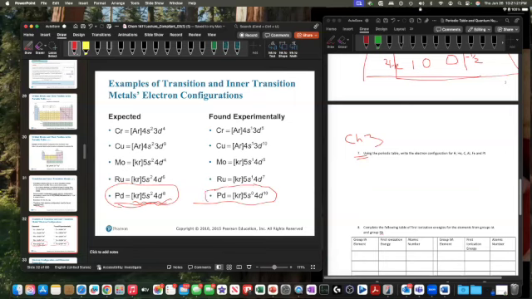But anyway, expectation, and then this is what you got. The assumption here is that since fully filled sublevels tend to make the element more stable, the element will sacrifice the 2 electrons here by moving them over here because it wants to appear more stable.